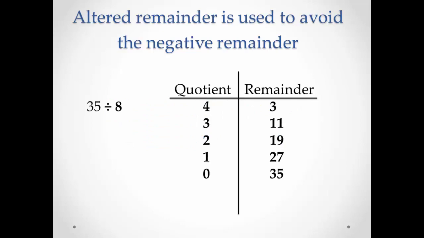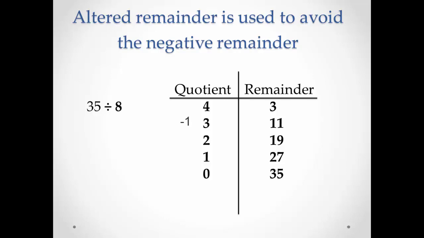Let's suppose we are dividing 35 by 8. We know that 8 goes in 4 times. 4 times 8 is 32, and we are left with the remainder 3. Now how about if we reduce this number? If we reduce the quotient from 4 to 3, then we'll be adding an 8 to our 3 on the remainder side.